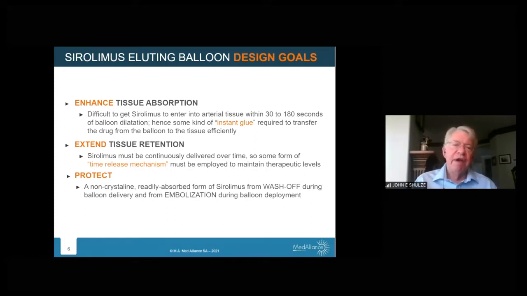cascade. And finally, we wanted to use a non-crystalline form of sirolimus, because the crystals tend to be very rough. The surface of the balloon becomes quite irregular. It makes the balloon tracking much more difficult. It does more injury to the vessel wall. And there's a lot more potential for wash-off and embolization of the drug when you're using some of these first-generation coatings, such as a contrast medium to really apply the drug.